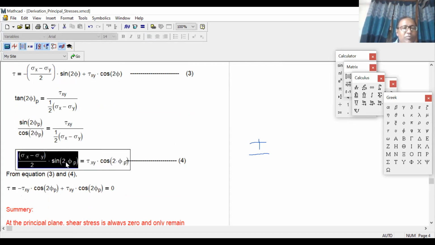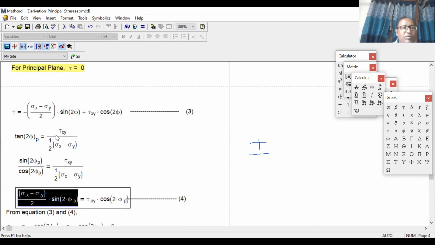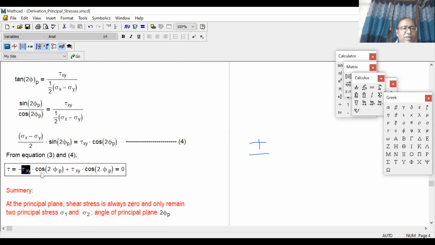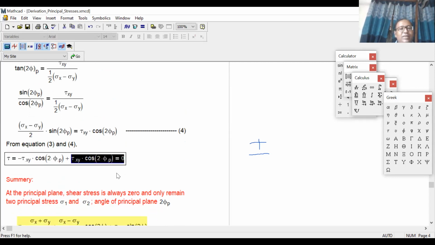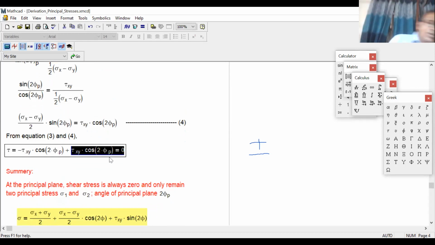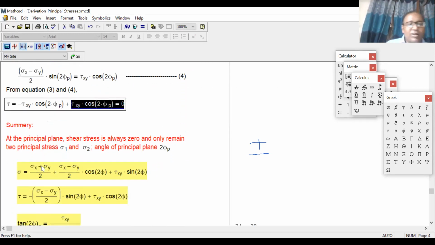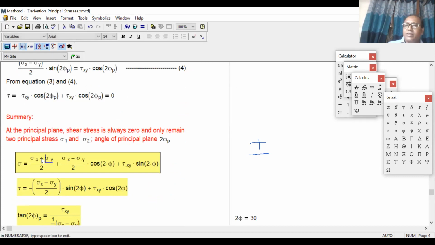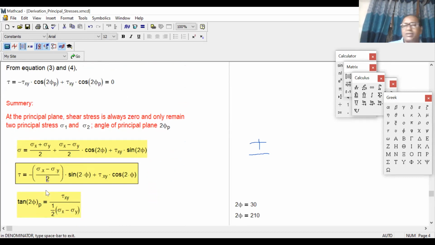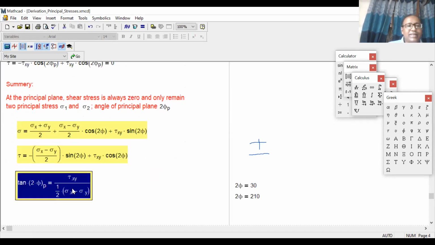Now this value, I will put it over here. You see that there is a minus sign. So this value equals minus tau xy cos 2 phi plus tau xy cos 2 phi. So automatically it is coming 0. Now, what is the summary? The summary is that we have one mother equation for principal stress sigma and one for the shear stress function. For principal angle, this is the angle.